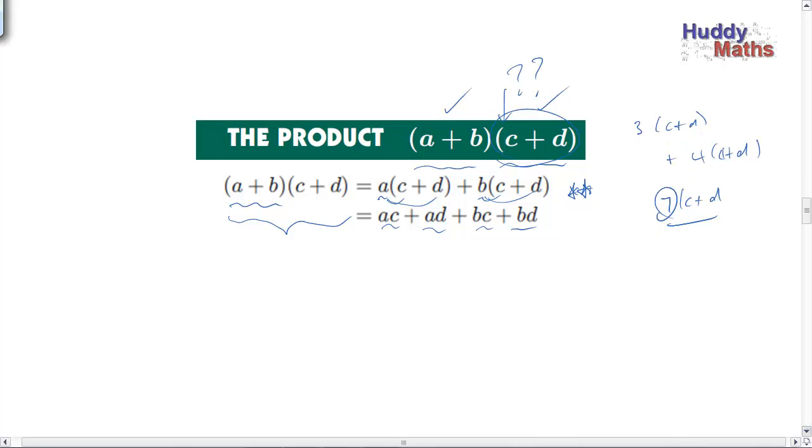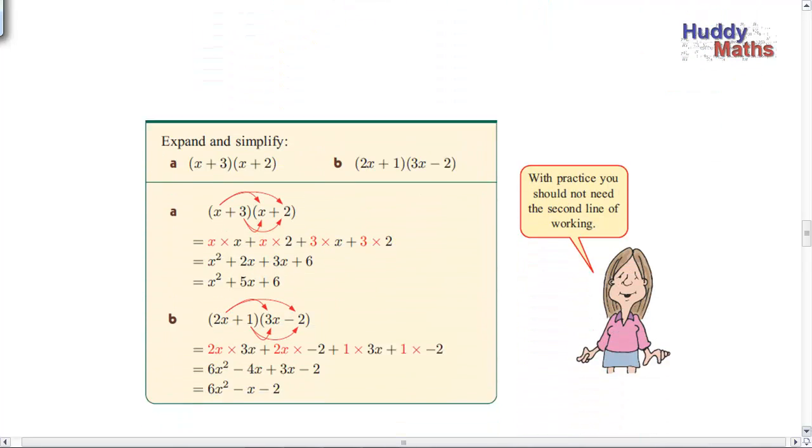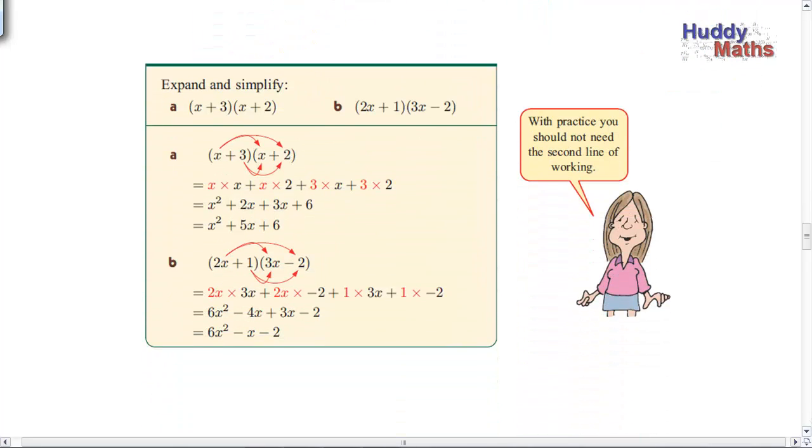Let's have a look at those problems and then we'll finish this little bit here. Okay, so here we are, expand and simplify when you've got 2 brackets. So again, it's only a system of representation that you need to think of here. So you will have x times this bracket, so it'll be x times x, x times 2.